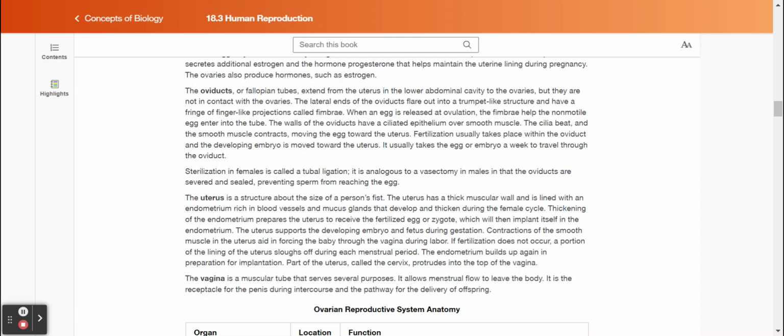Sterilization in females is called a tubal ligation. It is analogous to a vasectomy in males in that the oviducts are severed and sealed, preventing sperm from reaching the egg.